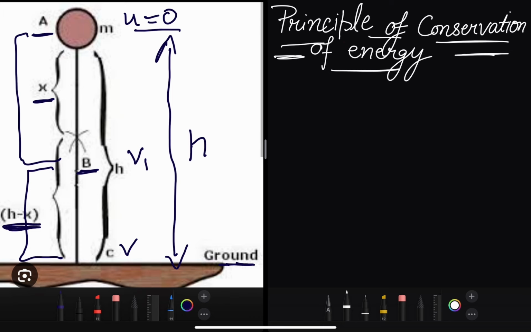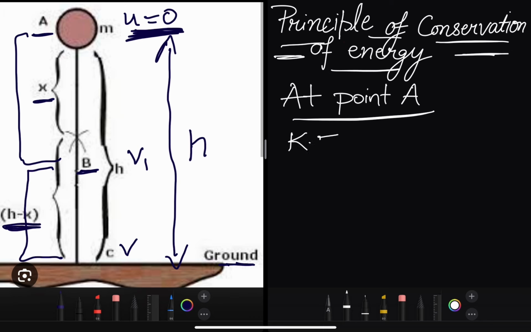So let's start doing this verification now. First let's see point A. At point A, children, the initial velocity is 0. If the initial velocity is 0, what will be its kinetic energy? What is kinetic energy, children? Kinetic energy is the energy possessed by any body due to its motion.